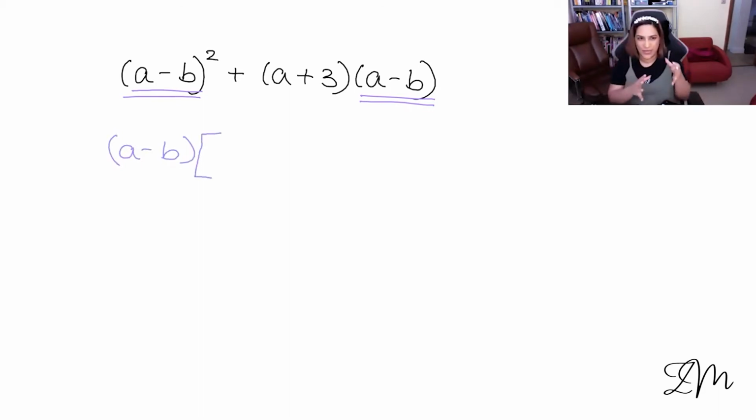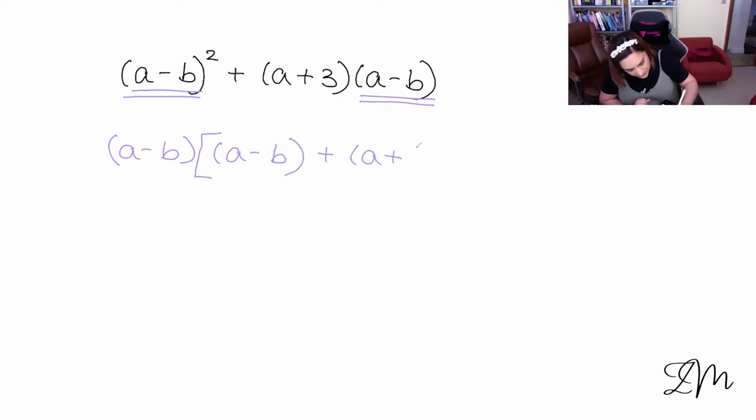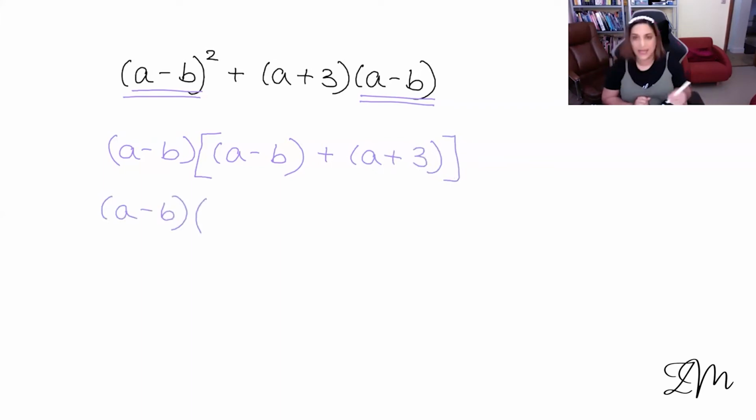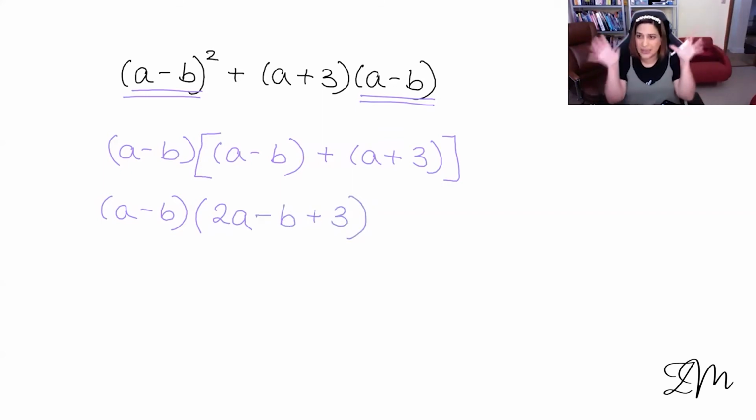And I'm like, well, what have I got left? What do I times a minus b by to get a minus b squared? I've got to multiply it by another a minus b. And for the next one, I need to multiply it by a plus 3. So now I can put that together. I get a plus a to give me 2a, I've got a minus b there, and I've got a plus 3. So now I've taken two separate expressions and made them a product of expressions, which is what factorizing is. So I hope that's useful.